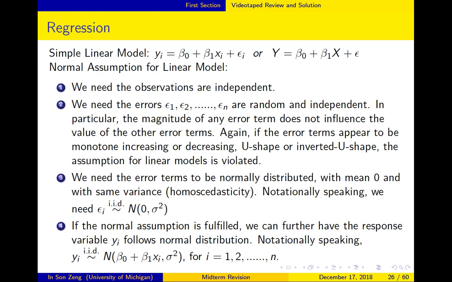So now, if the normal assumptions are fulfilled, then we can further have the response variable yi follow a normal distribution. Notationally speaking, the yi are independent and identically distributed with normal distribution with mean beta 0 plus beta 1 xi and with the variance sigma square for all the observations. Is it clear? If not, pause your video to come back and go over the normal assumption again before the exam.